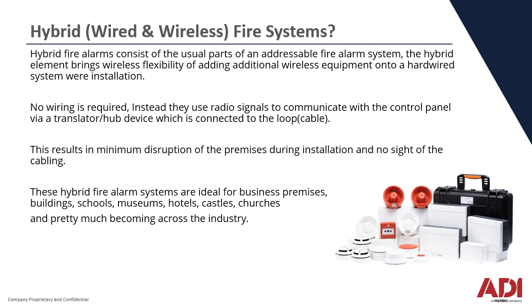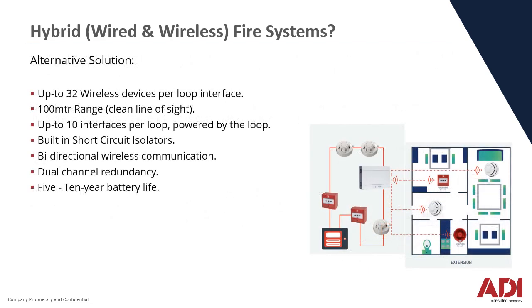These hybrid fire alarm systems are ideal for business premises, industrial units, heritage buildings, schools, museums, hotels, castles, churches, and pretty much becoming an alternative solution across the industry. With up to 32 wireless devices per loop interface with a 100-meter range, you can have up to 10 translator interfaces per loop, which are loop-powered, so no additional power supplies are required. Built-in short-circuit isolators for system integrity and bi-directional wireless communication with dual-channel redundancy.